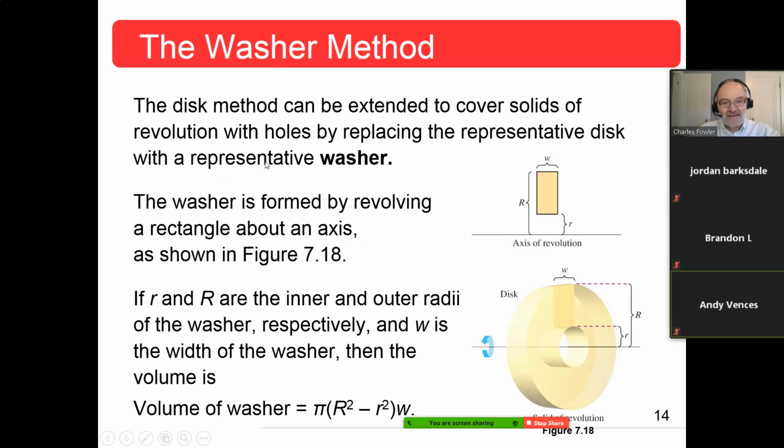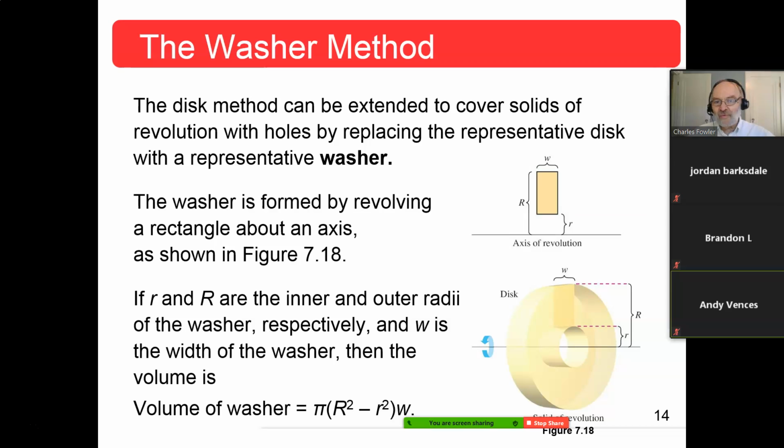The disk method can be extended to cover solids of revolution with holes in them by replacing the representative disk with a representative washer. A disk is basically kind of like this. A washer has a hole in the middle. That's why they call it that. It's not washing your clothes or washing your face. It's not that kind of washer. It's one you would use on a bolt or something like that.